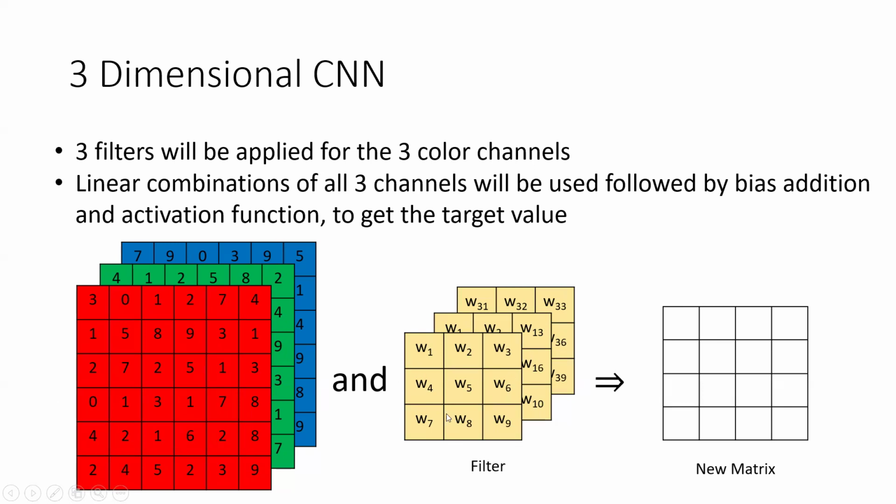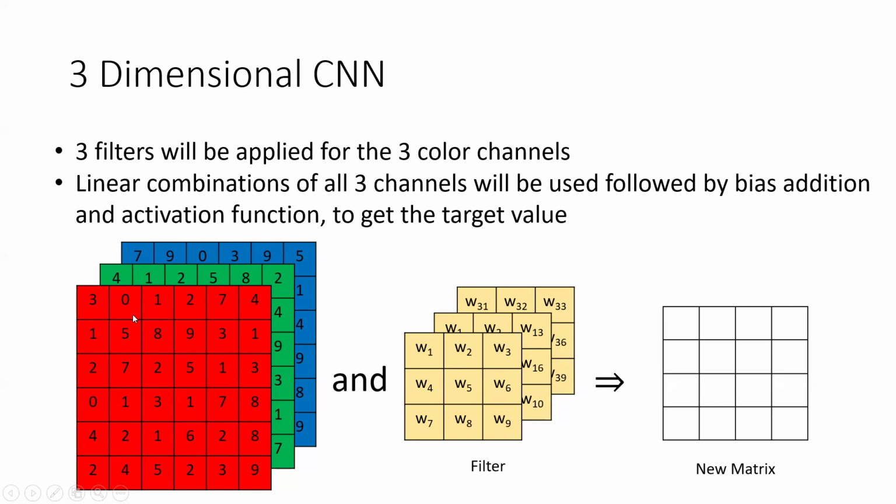So once you apply this filter, what happens is, like we said last week, the first filter will be applied to the red 9 pixels, the second filter will be applied to the second green color matrix, the 9 pixels, and the third part of the filter will be applied to the blue image's 9 pixels. And then we get a linear combination of all these 9 by 3, 27 values.